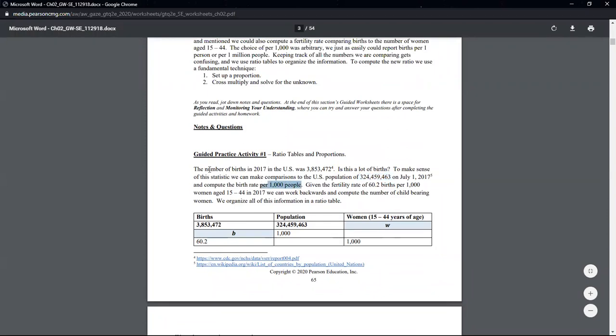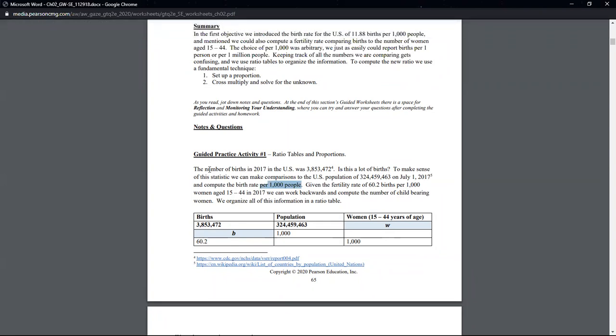This is the third or fourth time I'm reminding you of this. The word per means the next thing is the bottom of a fraction. So given a fertility rate of 60.2 births per 1,000 women aged 15 to 44, they're saying that this is the general childbearing age. Yes, we are all aware that childbearing age can be younger and older than this. They're just saying on average. So for one of these statistics, they're only looking at the women aged 15 to 44.